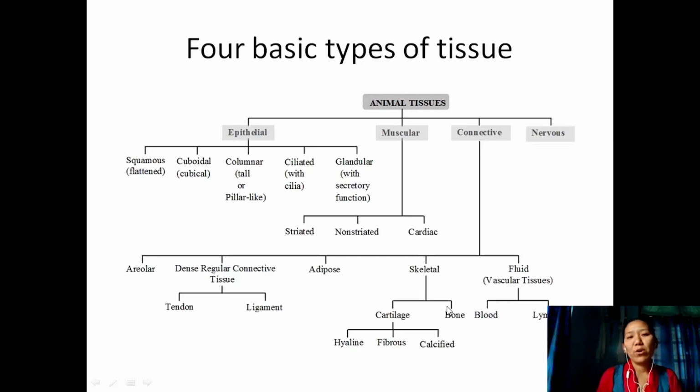So that's all about the chapter. So in this chapter, that is chapter 7, okay, we have only the animal tissue. Rest are deleted in the revised syllabus.